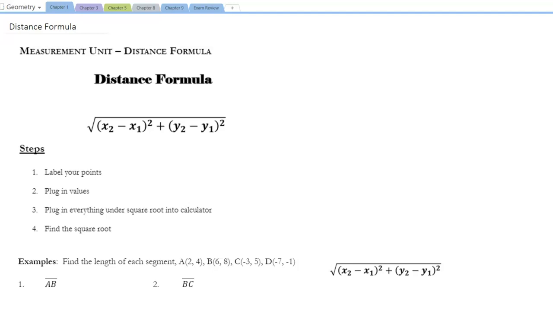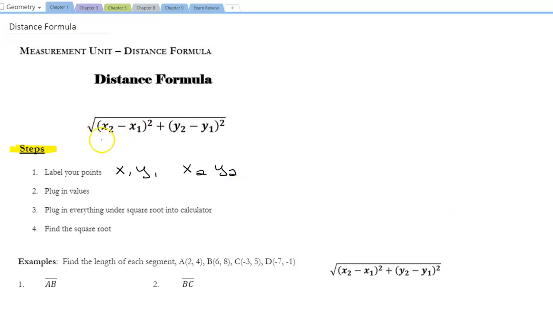Okay, so what we're doing today is we're going to practice and learn the distance formula. Similar to what we did in the previous lesson, we need to be able to use this formula. Here are our steps. The first thing we're going to do is label our points. And remember, it's x1, y1, and then x2, y2.